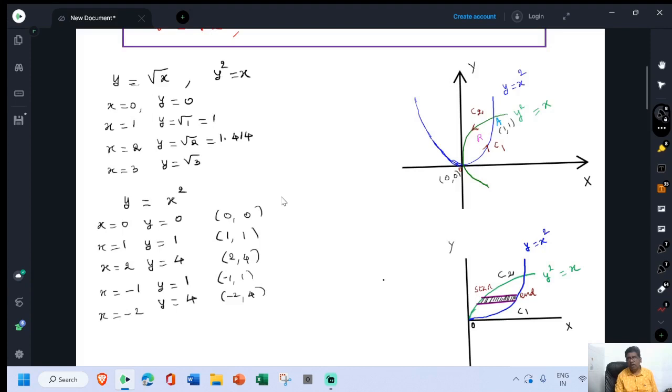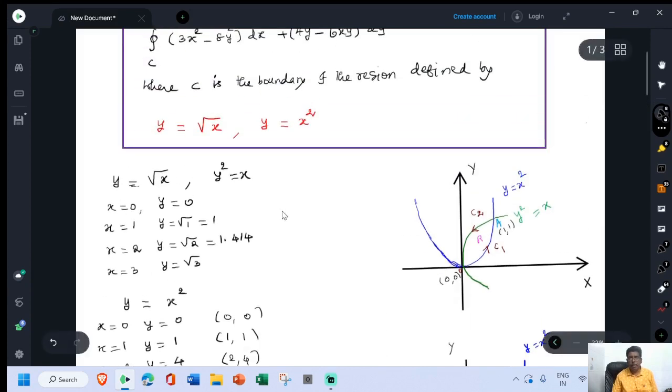For y² = x, which means y = √x, in our problem they have given y = √x. For y = √x, we get this parabola. For y = x², we get this parabola. These two parabolas intersect at two points. One is at the origin and the other point is A. In between these two intercepts, we get a region, that is R. This is the region bounded by these two parabolic paths.